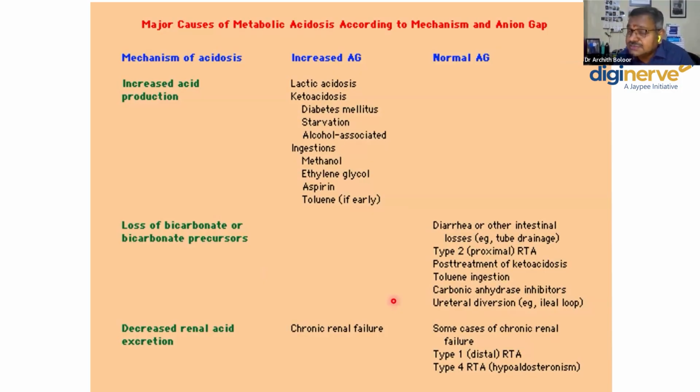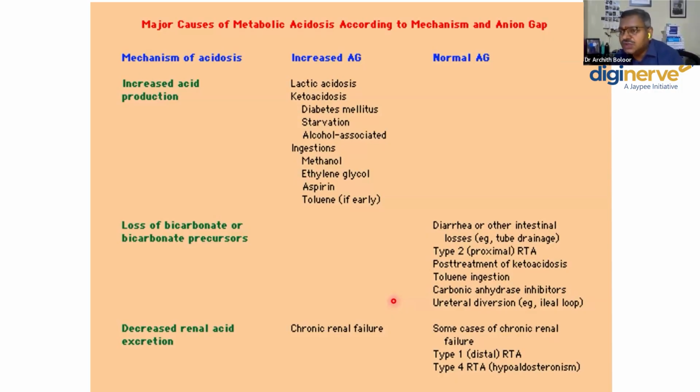The classical example for normal anion gap, where the acid is not added but there is a loss of bicarbonate, is either due to diarrhea or intestinal drainage, post-operatively they will put some drains, etc., or your renal tubular acidosis. So renal tubular acidosis, be it proximal or distal or the type 4 renal tubular acidosis, all of them will produce normal anion gap acidosis. That means the anion gap will be between 8 to 16, that's it.